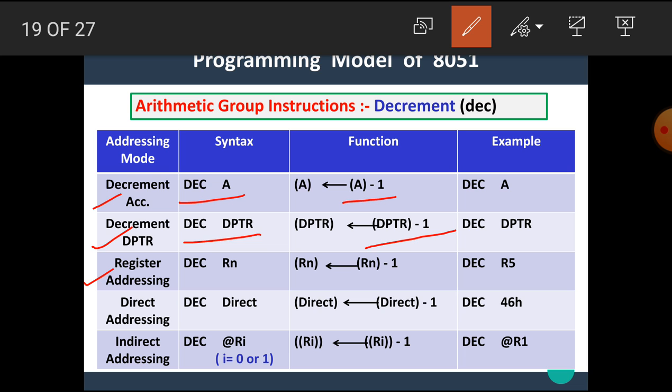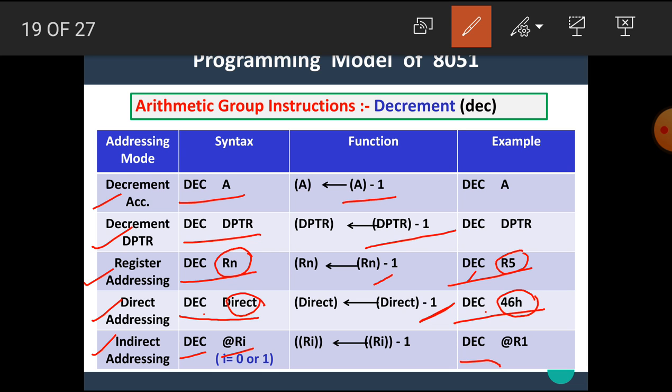In register addressing mode, DEC Rn means whatever data the Rn register has is decremented by 1. For example, DEC R5 means whatever data R5 has is decremented by 1. Similarly, in direct addressing, DEC direct means the direct address has some data and this data is decremented by 1. For example, DEC 46H means whatever data is in the 46H memory location is decremented by 1. In indirect addressing, DEC @Ri, for example, DEC @R1, means whatever data is pointed to by R1 is decremented by 1.